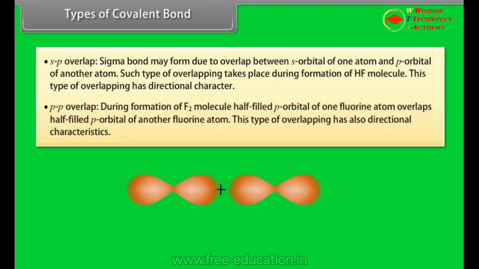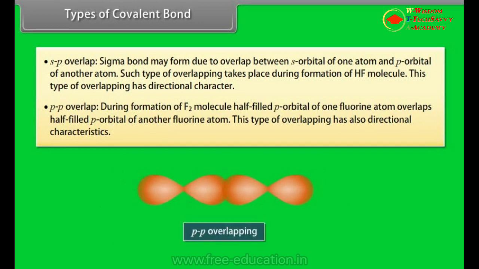P-P overlap. During formation of F2 molecule, half-filled p orbital of one fluorine atom overlaps with half-filled p orbital of another fluorine atom. This type of overlapping has also directional characteristics.